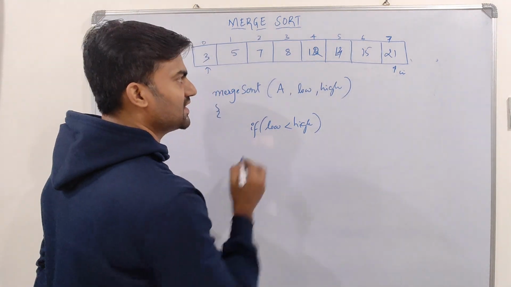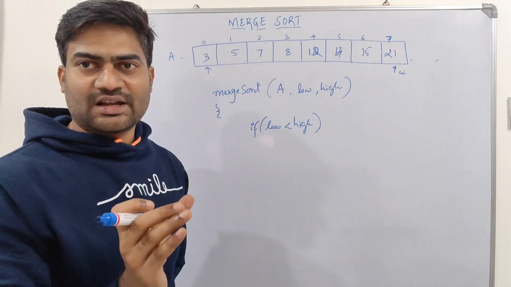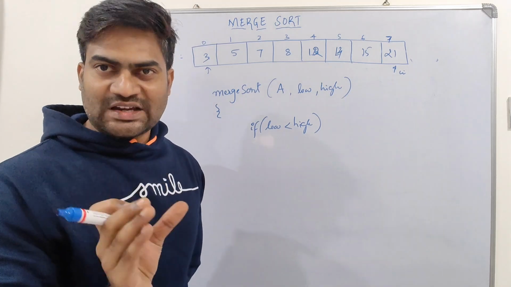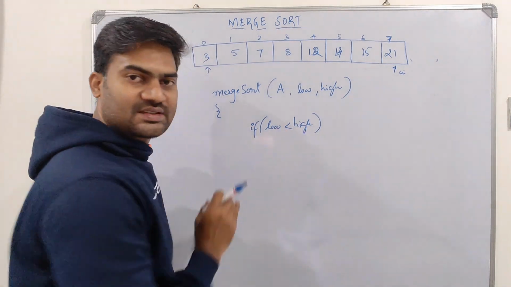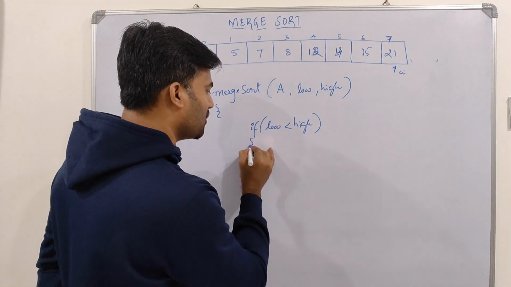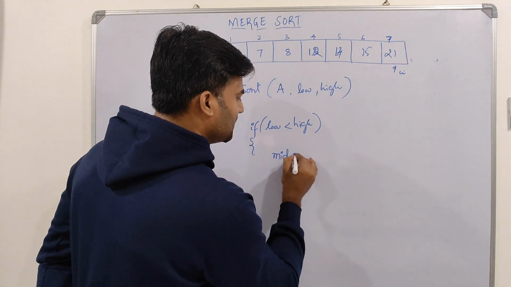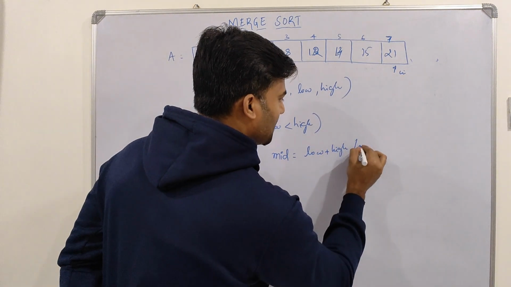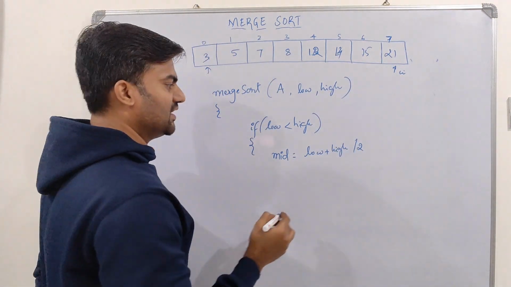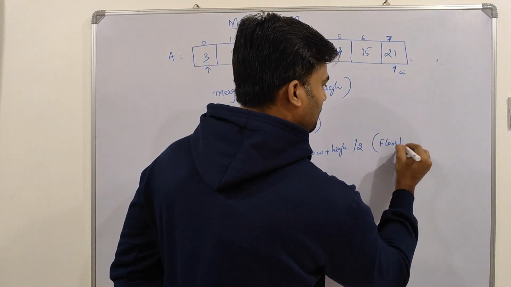So why low is less than high? If low and high become the same, then that's where we get one element. That's why, until low is less than high, we keep on doing something. So what is that? First we will see what the mid value is. Mid is (low plus high) by 2. So basically we will take the floor value here.